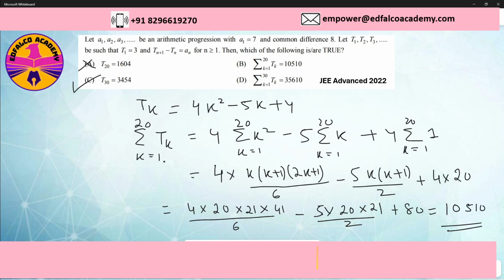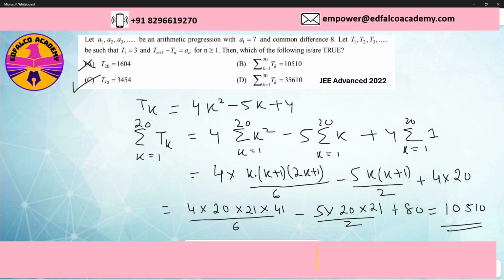So summation of tk from k is equal to 1 to 20 is equal to 4 times summation of k square from k is equal to 1 to 20, minus 5 times summation of k from k is equal to 1 to 20, plus 4 times summation of 1 from k is equal to 1 to 20. After that it's just a matter of solving. You should know that the sigma of k square is nothing but k into k plus 1 into 2k plus 1 by 6, which is the sum of squares of first n natural numbers. So that is what you can put here. Then sigma of k is known, k into k plus 1 by 2, and sigma of 1 is simply 4 into 20, which will give you 80 there.